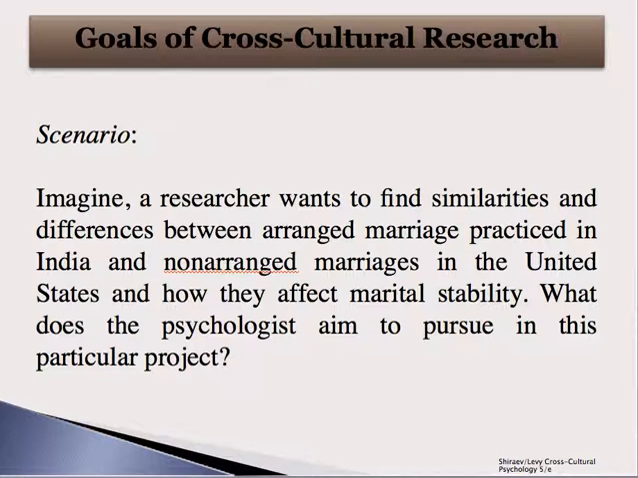So the first thing that we're going to be talking about are the goals of cross-cultural research. And in the following scenario, I want you to imagine a researcher who wants to find similarities and differences between arranged marriage practices in India and non-arranged marriage practices in the United States, and then look at how they affect marital stability. So what does the psychologist aim to pursue in this particular project?